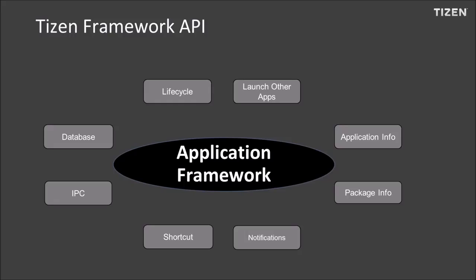Of the given set of API, Application Lifecycle API is an integral part of all Tizen native applications. The other API can be optionally used by applications based on its requirements.